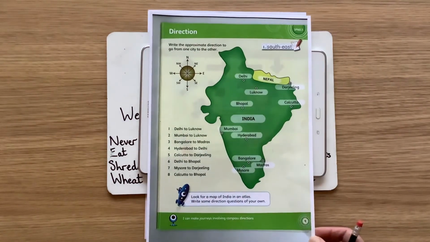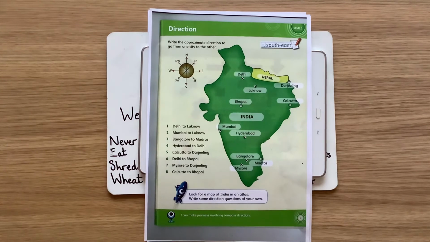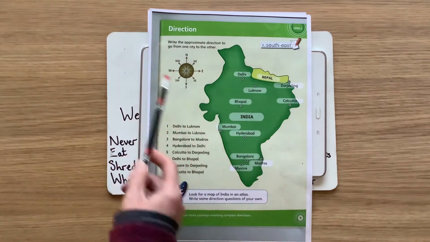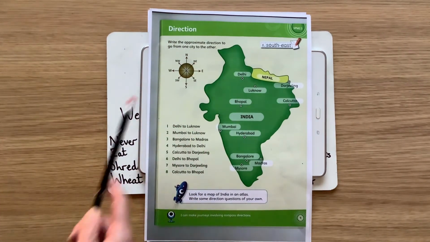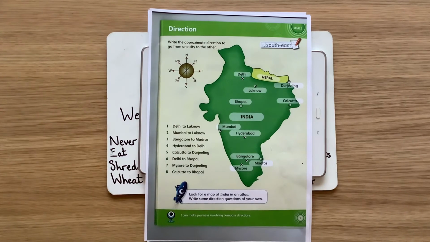And for today's final activity, we're going to look at this map. And this is a map of a country called India. And again, we've got our compass, or our compass rose, at the top of the page with our 8 main points on it. And again, what you need to do is see if you can work out in which direction approximately you are going to get from one city to another.